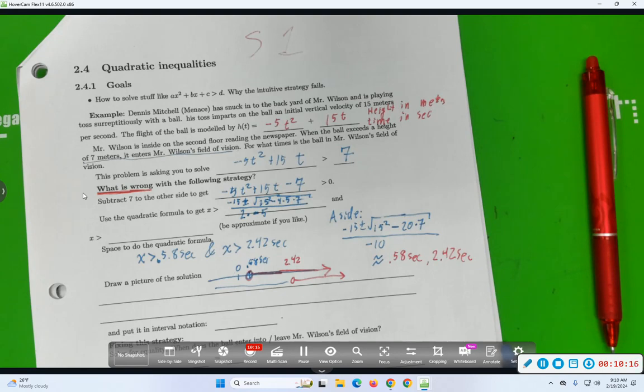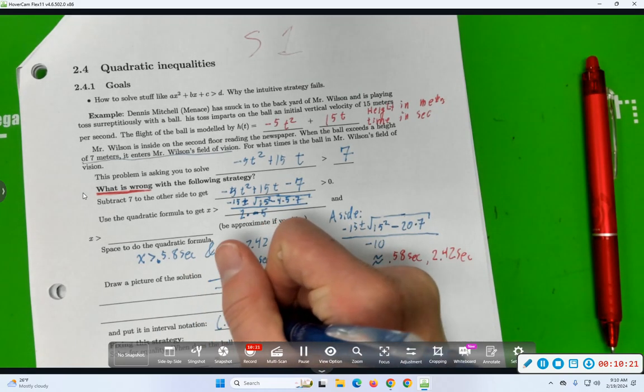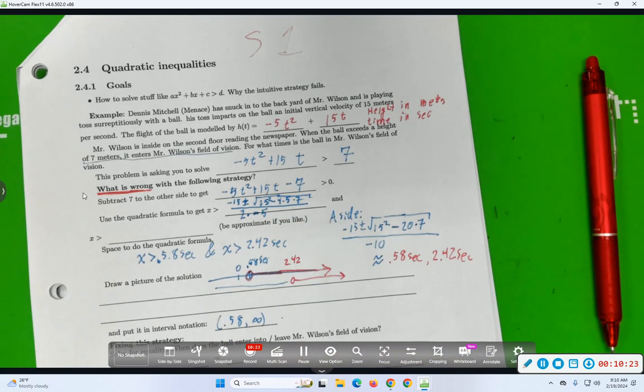Either way seems a little bit suspicious because if I just take a ball and throw it up in the air, do I expect it to stay above a height of 7 meters forever? So there's something bad here. Any thoughts about what it is? There's not an arithmetic error, or there might be, but that's not the main error. There's a fundamental logical error in what I did.